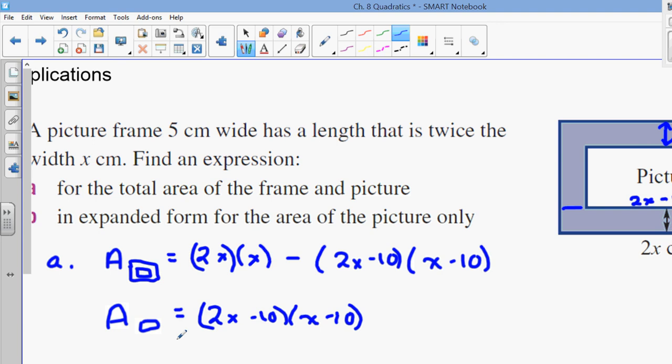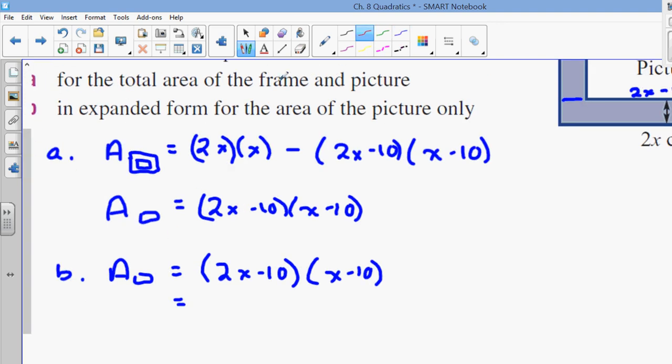So in expanded form for the area of the picture only, we're only going to take that second expression that we did, the 2x minus 10 by the x minus 10, and we'll go ahead and expand it. So go ahead and push pause here and try to see if you can expand, and then check and see if you get the same answer that I do.